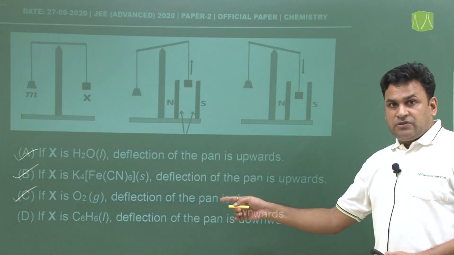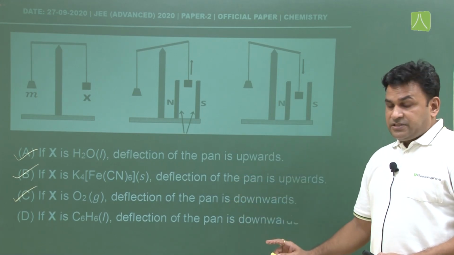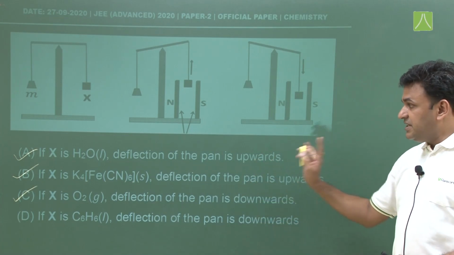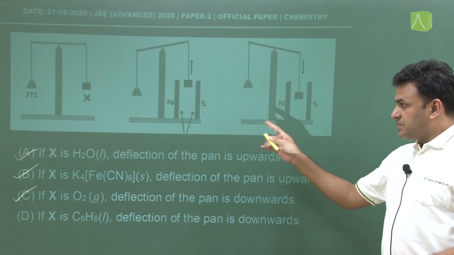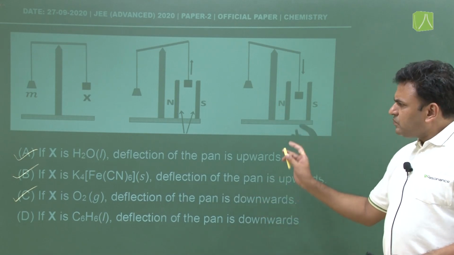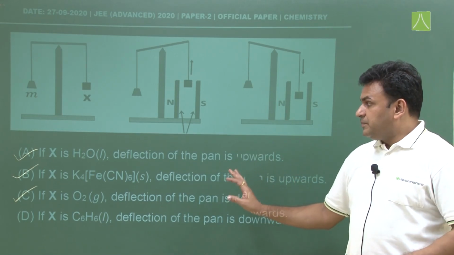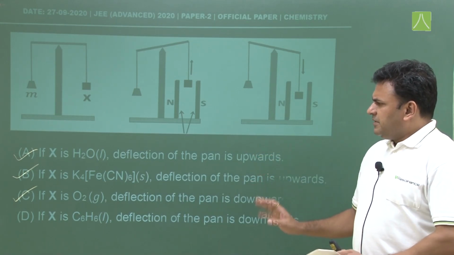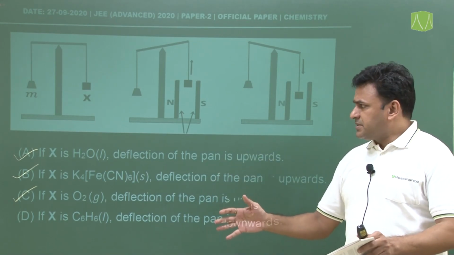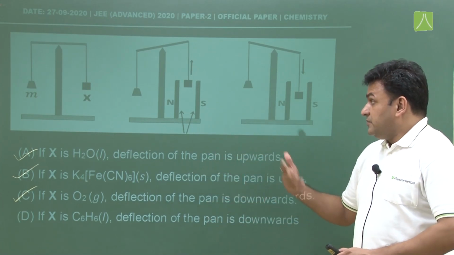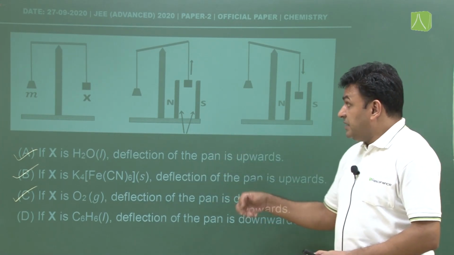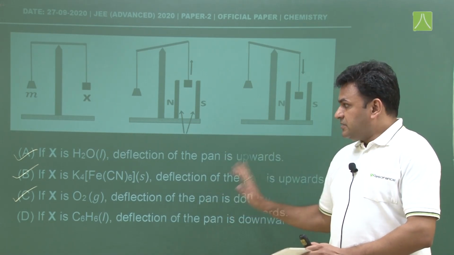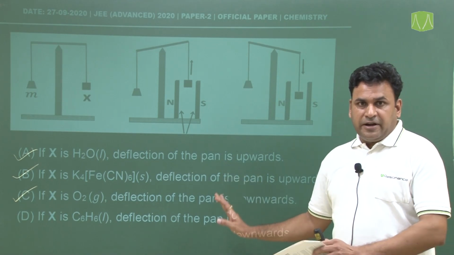X is benzene liquid, which again is a diamagnetic substance. So deflection should be upwards. It is written downward. That means D is incorrect. So the correct answer to this particular question is A, B, C. We just have to identify the nature of the compound, whether it's diamagnetic or paramagnetic. So we can say it's a moderate level question just because the language of the question is heavy, and maybe it's going to be difficult to decide what exactly is being asked in the question, but we just have to know the paramagnetic and diamagnetic nature of the substance.